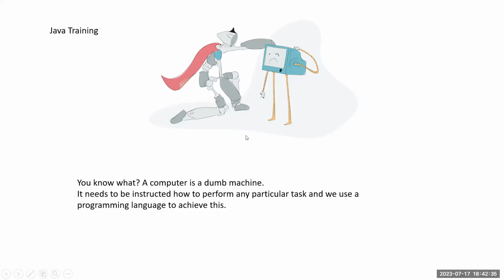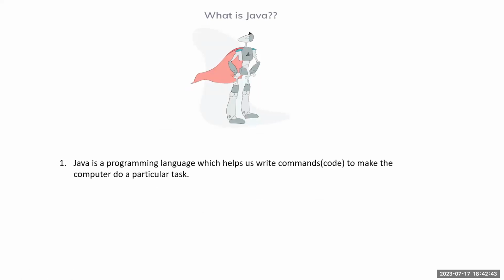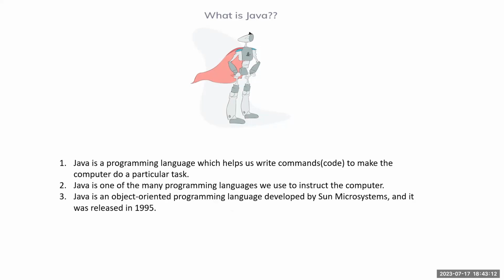So Java is a programming language, as we already discussed, which helps us write commands, code, to the computer to perform a particular task. It is one of the famous programming languages we use to instruct the computer. We do have other alternatives as well to perform similar kinds of activities.